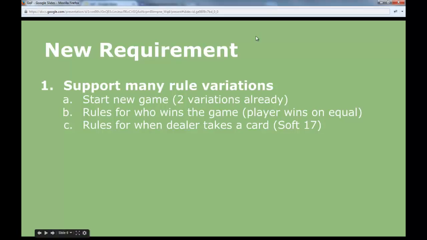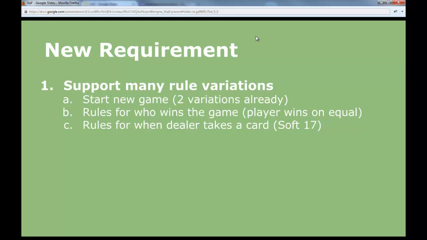However, we could imagine that we would like to support many types of rule variations. We have already this start a new game, where we already have two variations. We could imagine rules for who wins the game. For example, should the dealer or the player win on equal score? In one variation, we could imagine that the player should win. In another, we could imagine that the dealer should win. And we could also easily imagine rules for varying when the dealer should take a card or not.